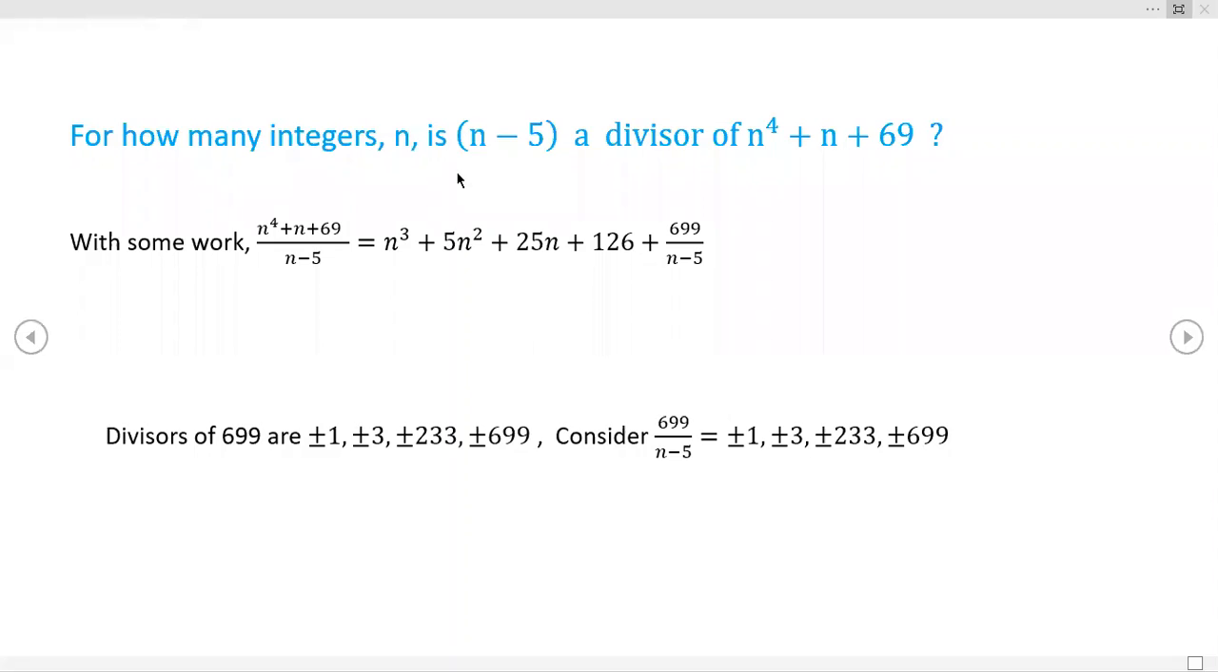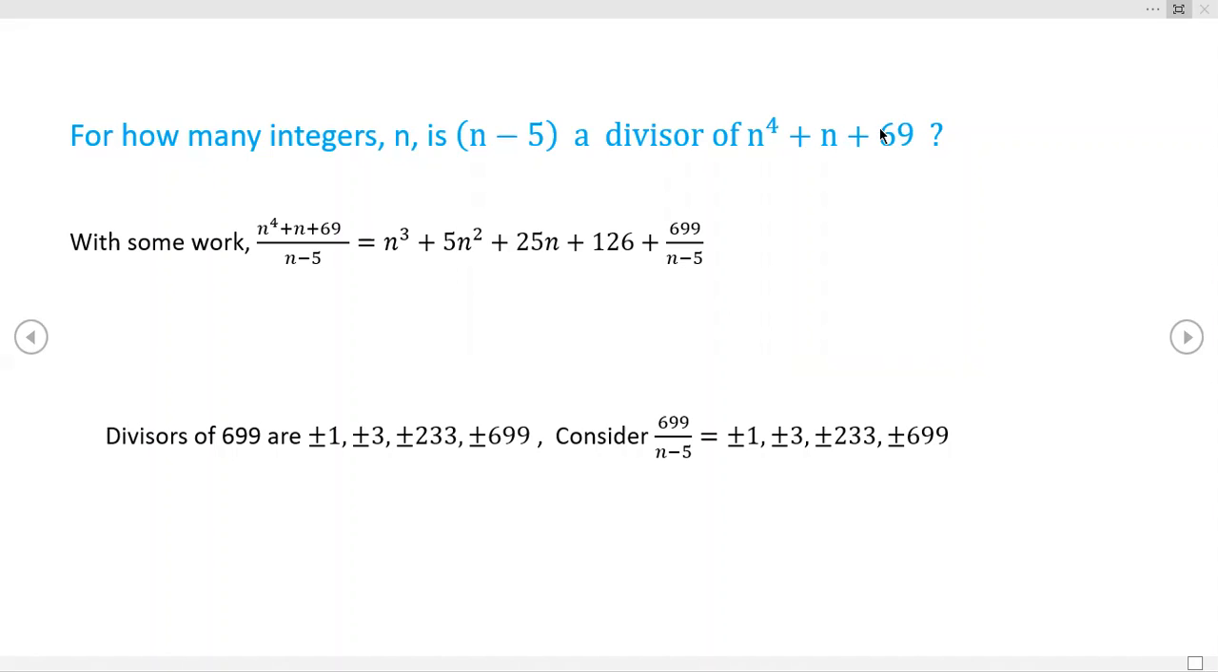Now this one isn't heavy duty, but it's a counting problem nonetheless. What we're supposed to do here is count the number of integers such that n-5 is a divisor of this quartic over here on the right. The quartic is missing a cubic and a square term, so we have to figure out how many values of n, where n ranges through integers, will make that number a divisor of this number right here.